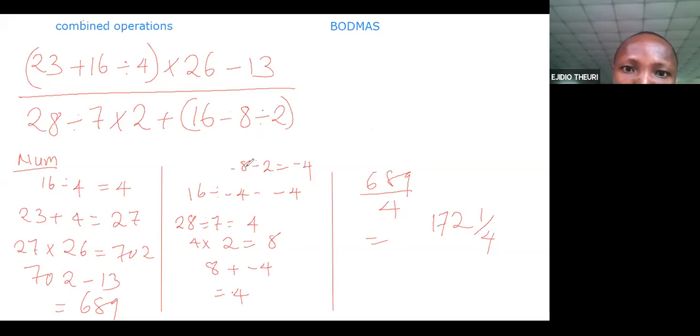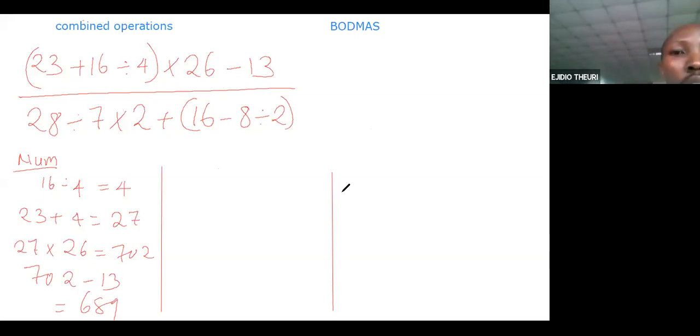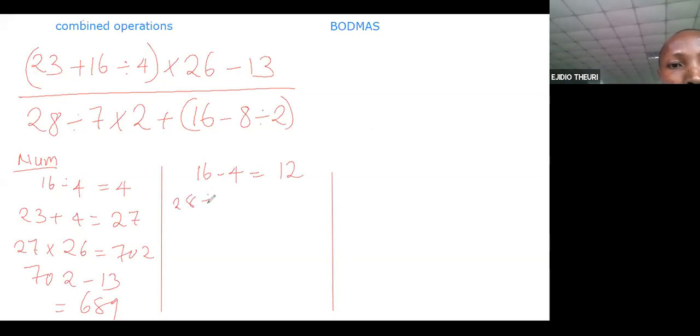What have we got? Let's correct that part. That was a very good observation. We are saying, let's work out the bracket first. 8 divided by 2 is 4. So 16 minus 4 to get 12. So we'll be having 28 divided by 7 is 4, 4 times 2 is equal to 8. So it will be 8 plus 12 to get 20.